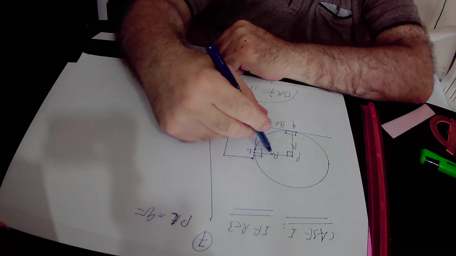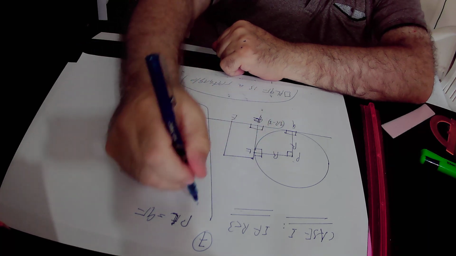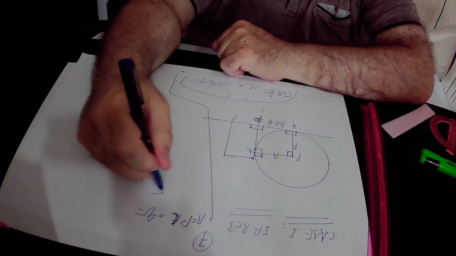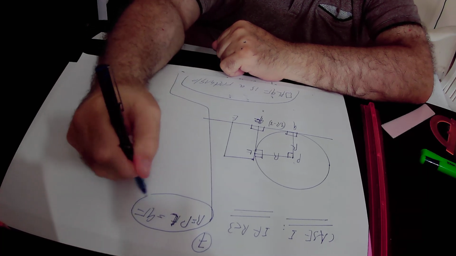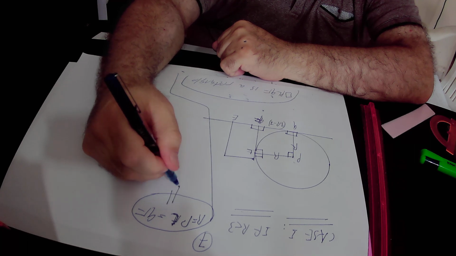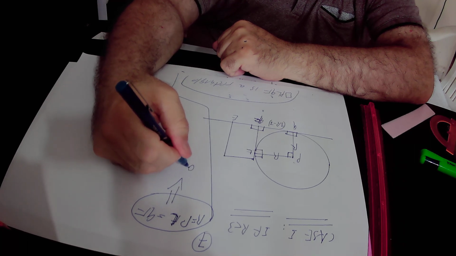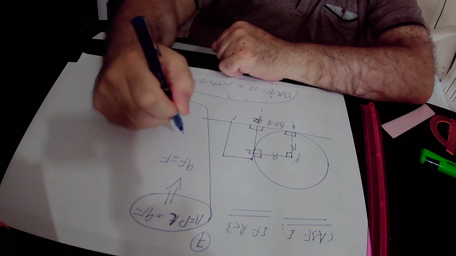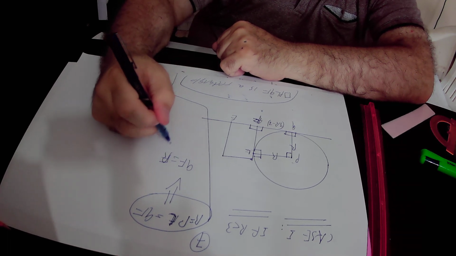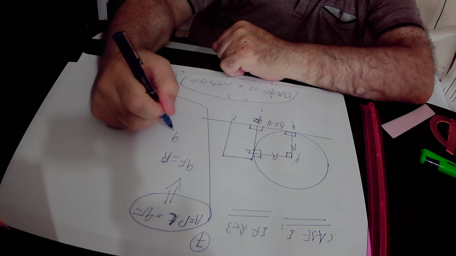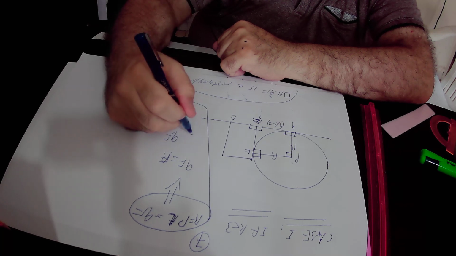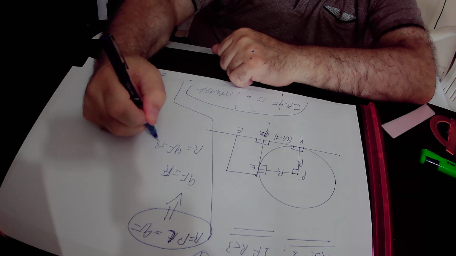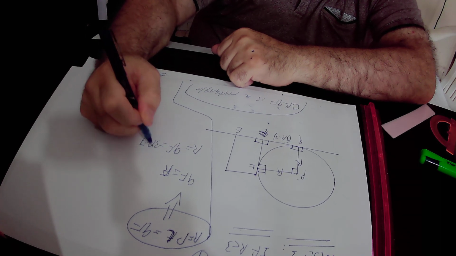Here, PL equals R, it is the radius of the circle. From the equation R equals PL equals QF, we derive that QF is also equal to R. So from one side, QF equals R. From the other side, we have already found out that QF equals 3R minus 7.